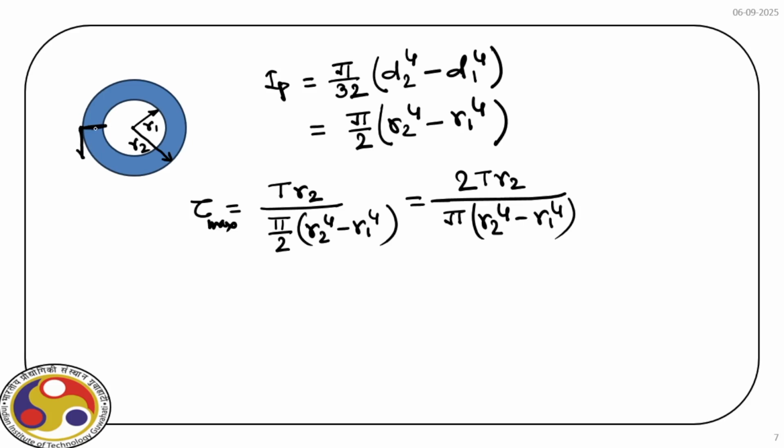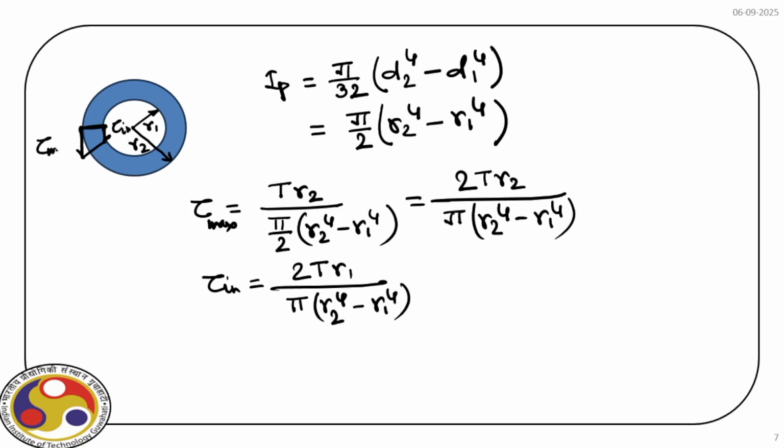So it starts from the inner face, and at this face we have a value of tau inner face as 2 times T times R1 divided by pi times R2 to the power 4 minus R1 to the power 4. Right. So this is tau in and this is tau max. And in between, again, there is a linear variation.